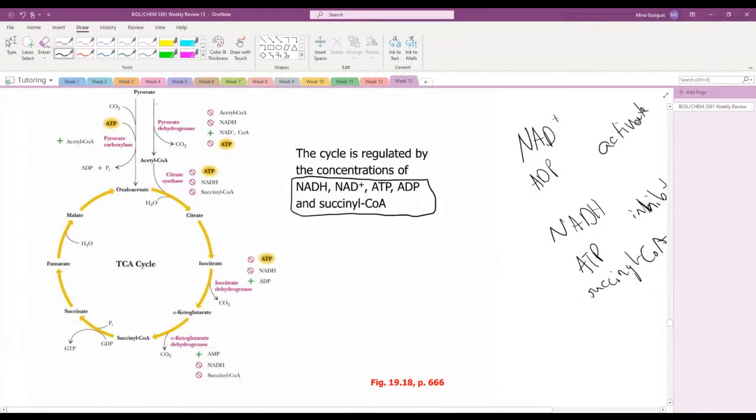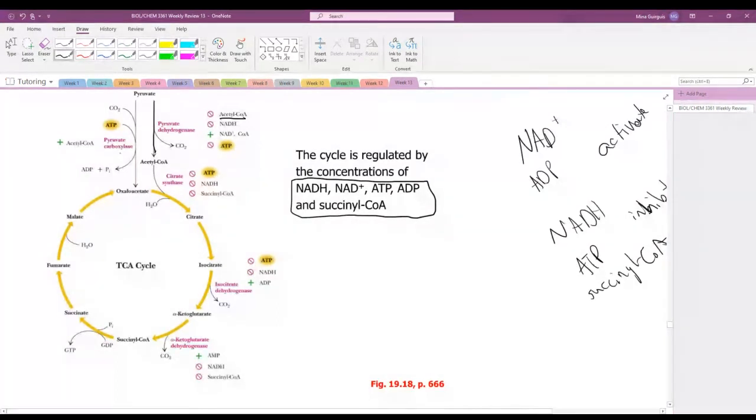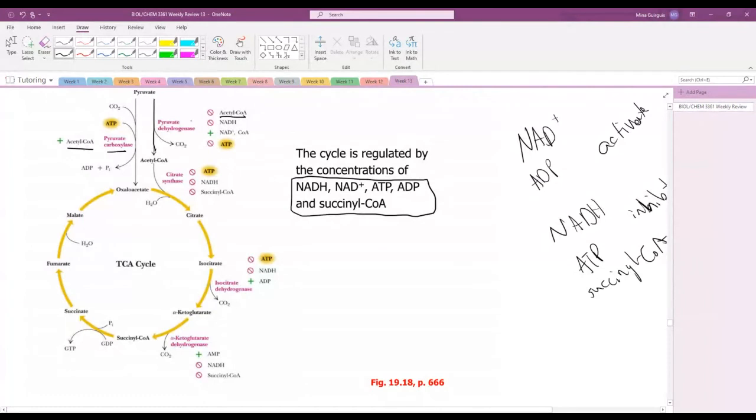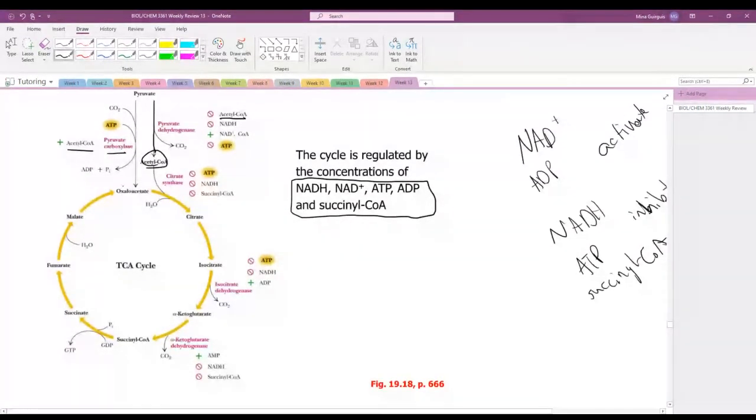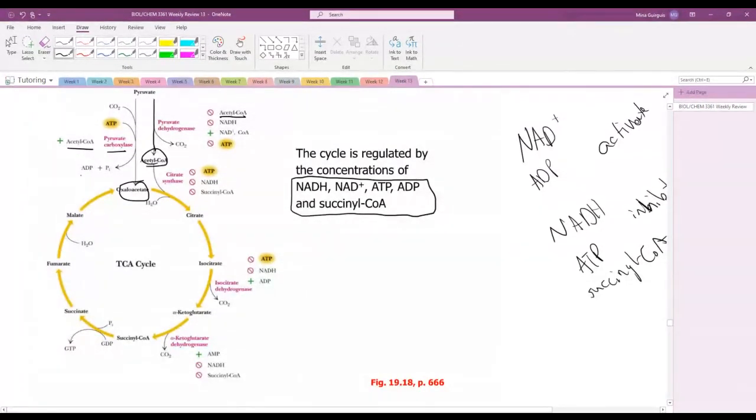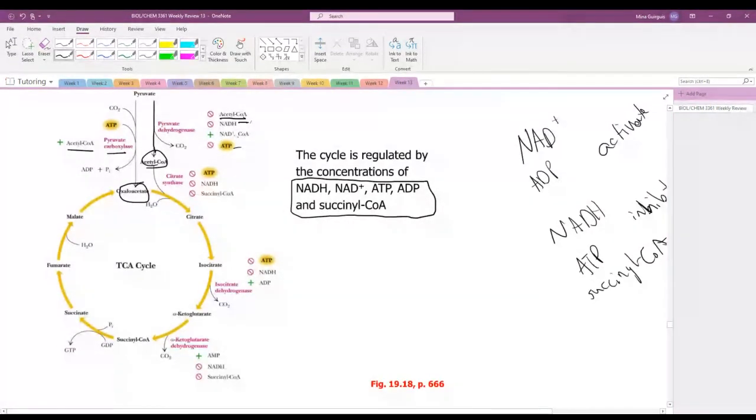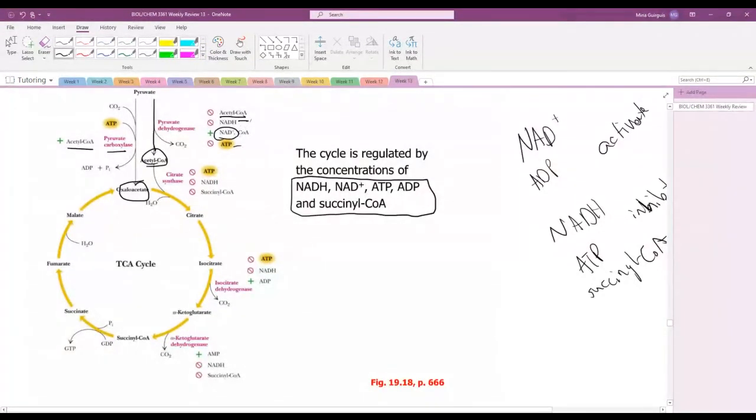So pyruvate dehydrogenase is inhibited by acetyl CoA. And this makes sense because it's pyruvate's other option, pyruvate carboxylase, is activated by acetyl CoA. So you'll either make acetyl CoA or you'll make oxaloacetate, depending on what you need. And acetyl CoA tells us that. It's inhibited by NADH and ATP, which again makes sense. And it's activated by NAD+, which is reasonable. And it's activated by coenzyme A.